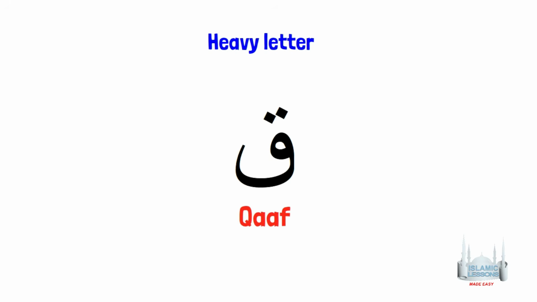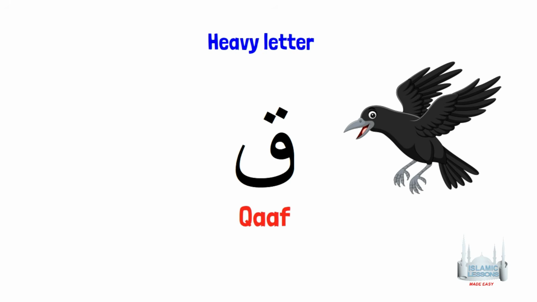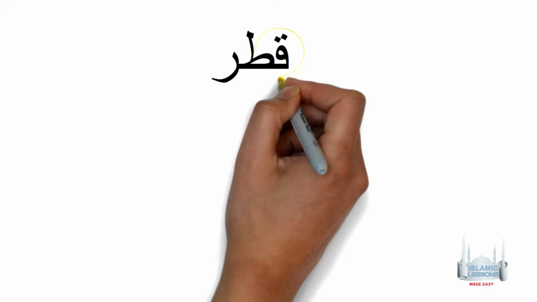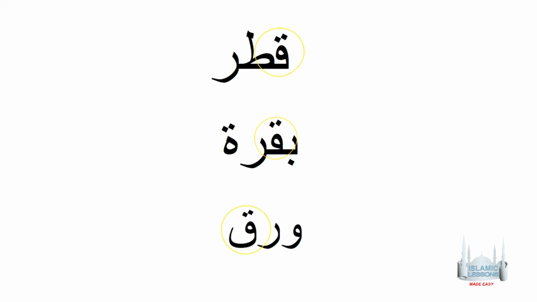This letter is called qaf. Qaf is a heavy letter. It sounds similar to a crow sound, qaw. The sound does not make a K sound. It comes from the back of the mouth. Qaf. This is what the qaf looks like at the beginning, like this in the middle, and like this at the end of a word.